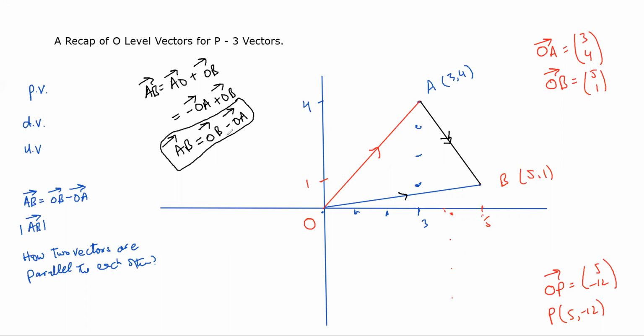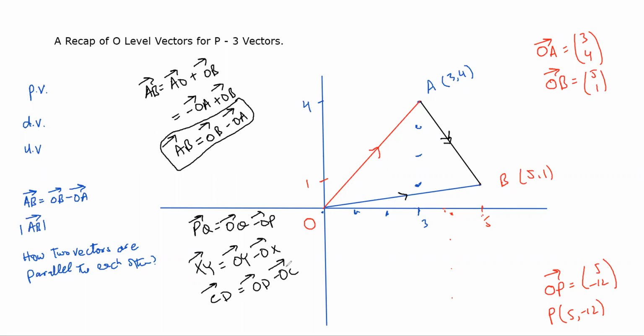Yes, sir. Now, this will be used a lot over here. We will be just writing that, okay, I need PQ. So PQ is going to be OQ minus OP. I need XY. I have the point X. I have the point Y. So this will be OY minus OX. I need the vector CD. I have the point C. I have the point D. So this will be OD minus OC. Okay? You just remember this.